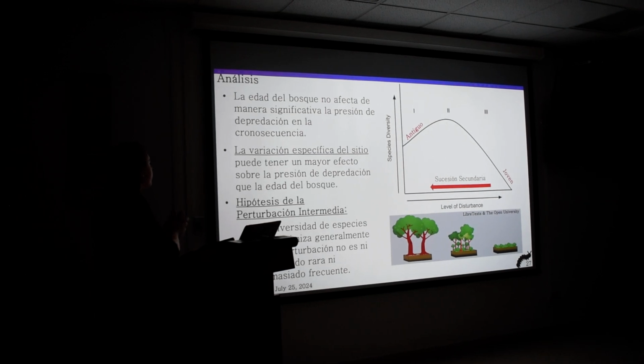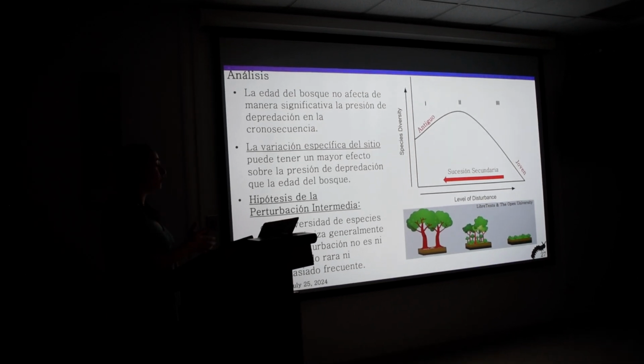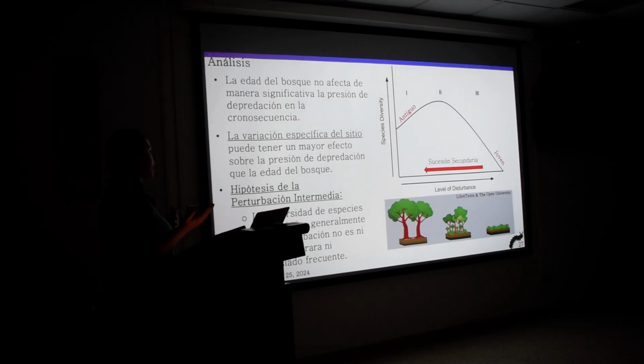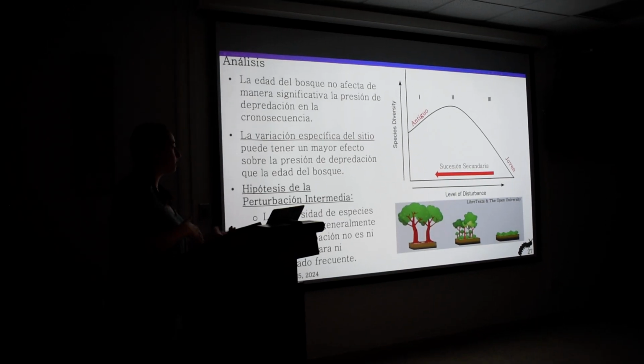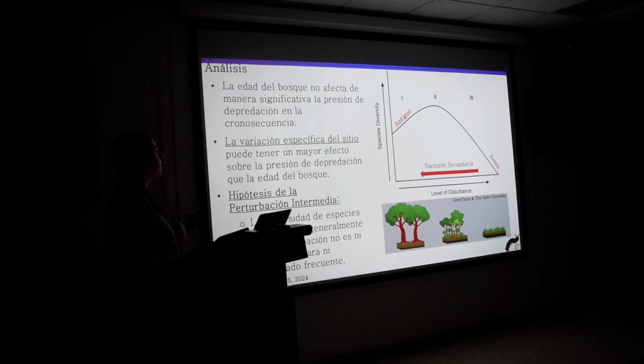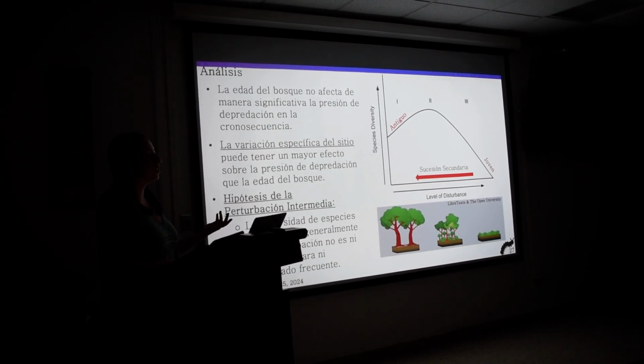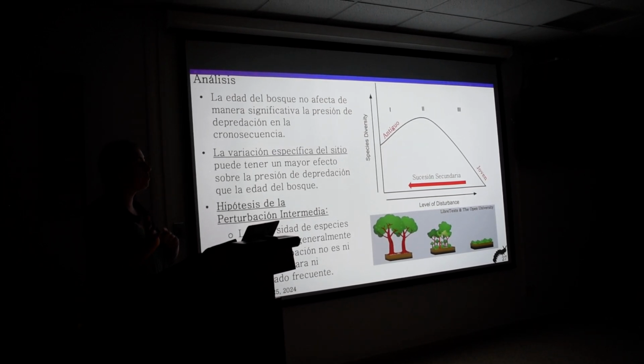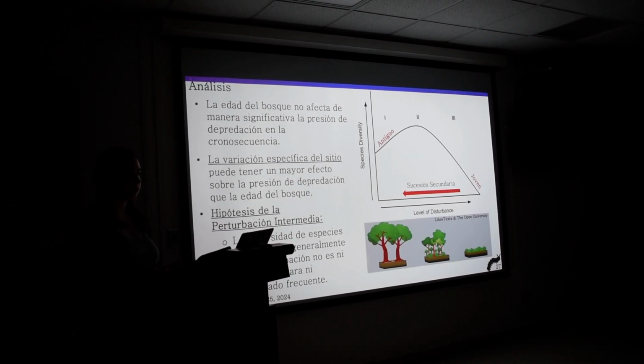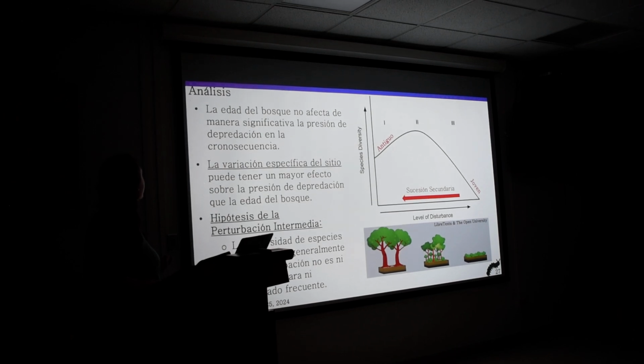For those that aren't familiar, it states that the diversity of species is generally higher in sites that have neither too much disturbance nor too little. And so that occurs because you have species that can thrive in both early successional stages and late successional stages and are coexisting in the same area.